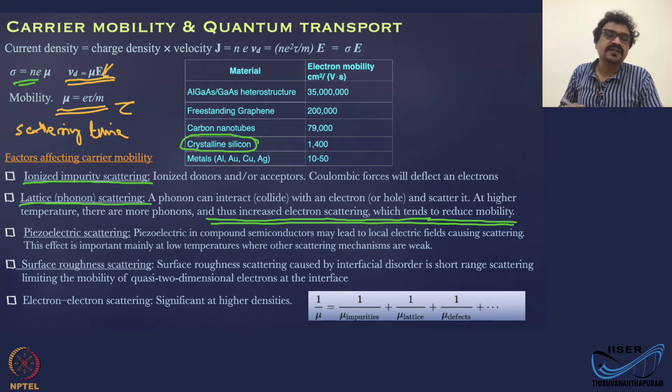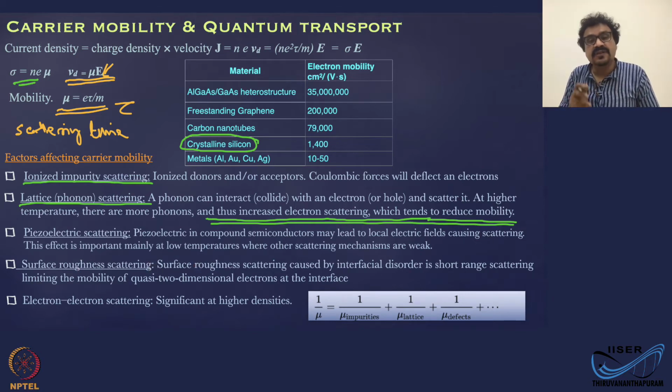Then you can have surface roughness scattering. That's because of the step edges and various kinds of roughness, which are going to act like scattering centers. Those are really crucial for a two-dimensional system, because a two-dimensional system is mostly surface. You are at the interface between two materials or at the surface of a certain material. So the surface roughness, the quality of the surface, the defects and dislocations at the interface between two material systems, can deteriorate your mobility like anything. So surface roughness scattering is really crucial.